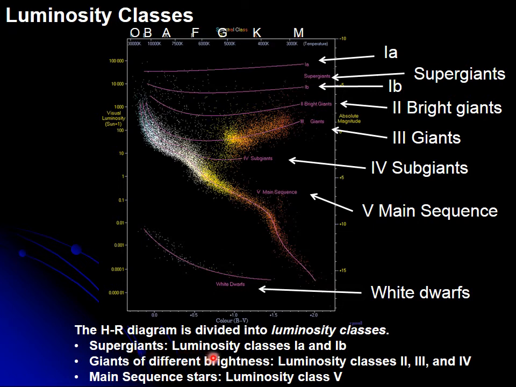Supergiants have luminosity classes 1A and 1B. The giants of different brightnesses can go between luminosity classes 2, 3, and 4. And the main sequence stars are going to be mostly luminosity class 5.